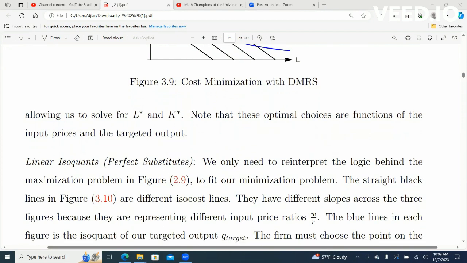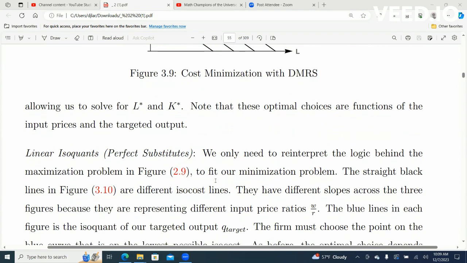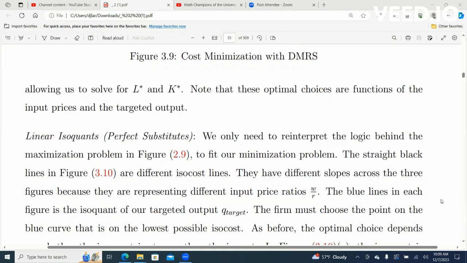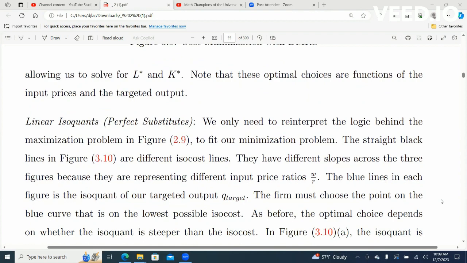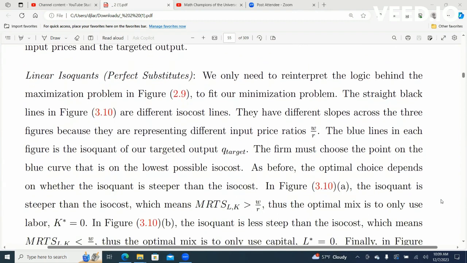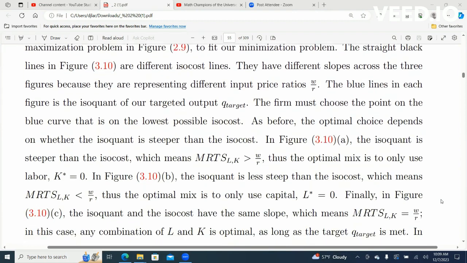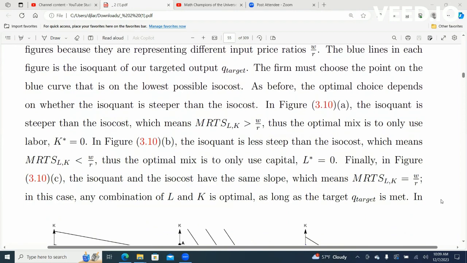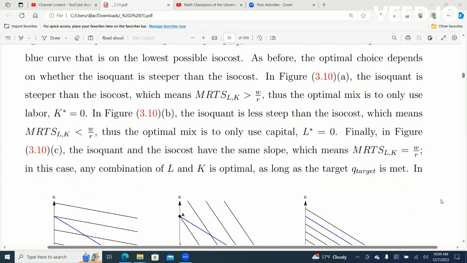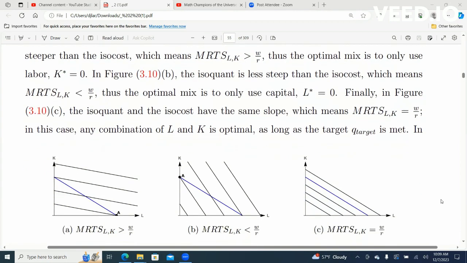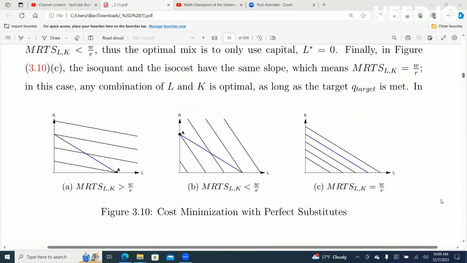This is kind of take a minute. It's going to be the same for linear isoquants, isocosts, and the perfect substitutes. I'm sorry, perfect complements, the L-shaped isoquants. So we can kind of read through this. Feel free to kind of read through this here. I don't really think that we need all of this. But they get down to the point for the linear.